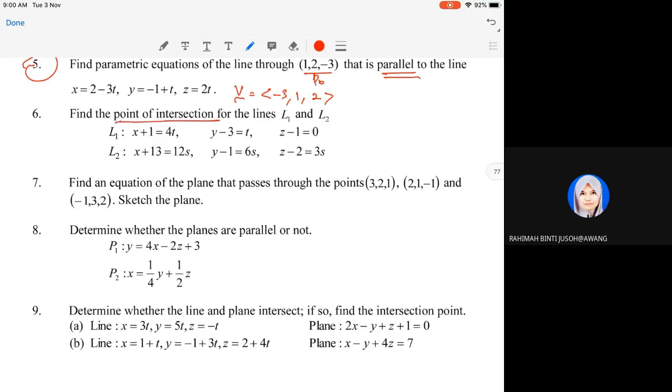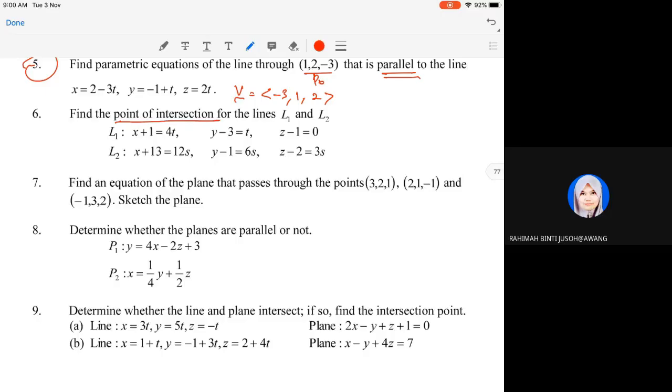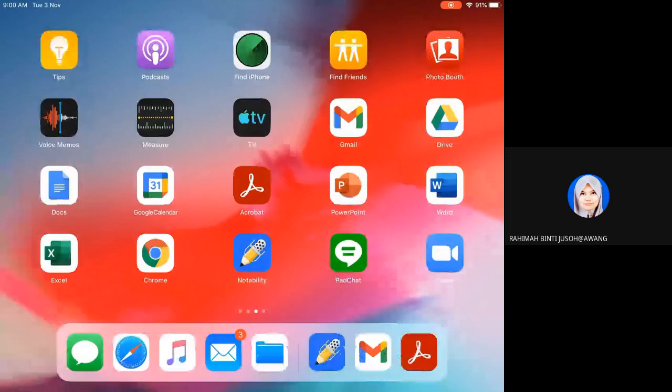Okay, let's say we want to test whether line L1 and L2 intersect. For example, we want to test, it doesn't say so, but for example the question says, test whether L1 and L2 intersect. Okay, for example I change the question to that. So how do we test whether L1 and L2 intersect?